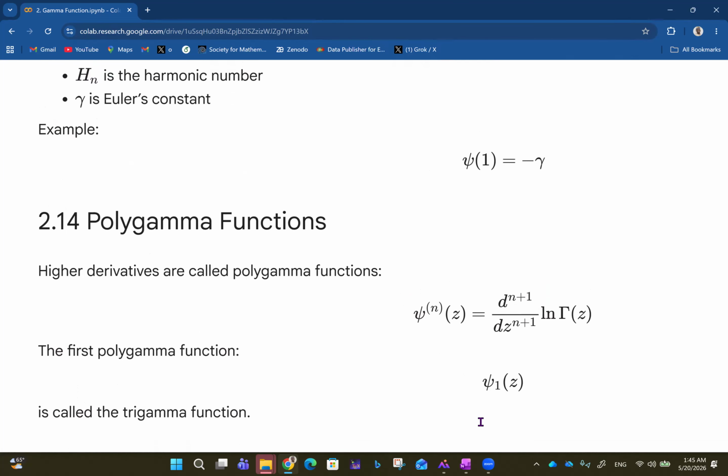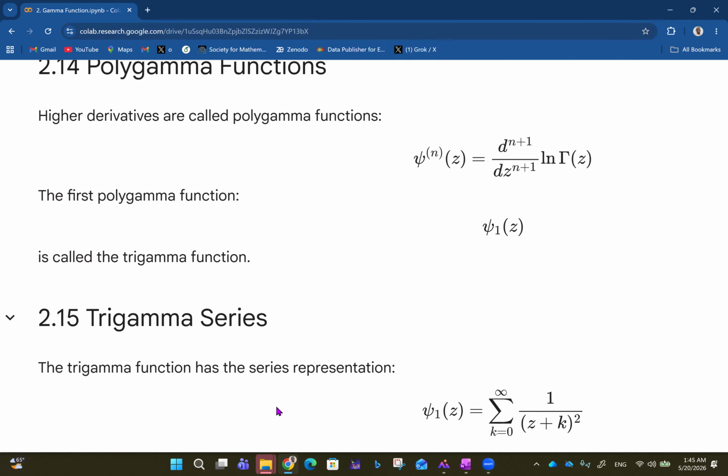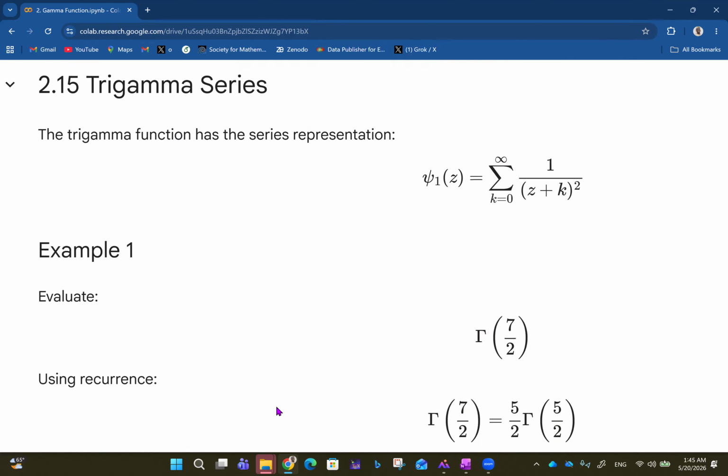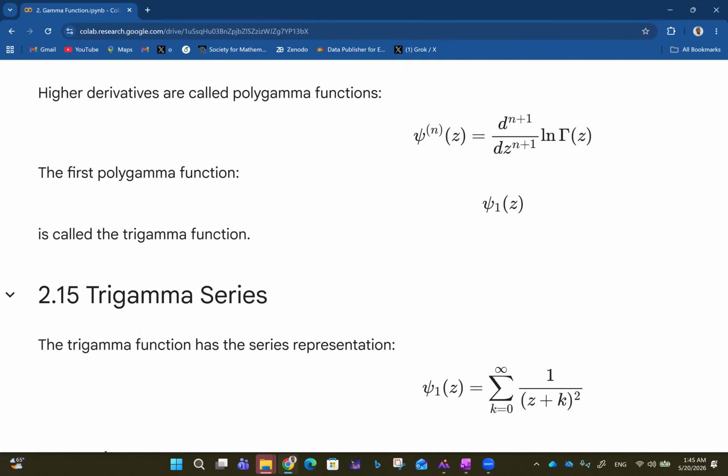Then you have the polygamma functions. Higher derivatives are called polygamma functions. So phi superscript n of z is d^(n+1)/dz^(n+1) of ln gamma z. The first polygamma function, of course, is phi 1 of z, which is called the trigamma function. So you have the trigamma series given like this. The trigamma function has the series representation phi 1 of z, which is the summation from k equals 0 to infinity of 1 over z plus k, raised to power 2.